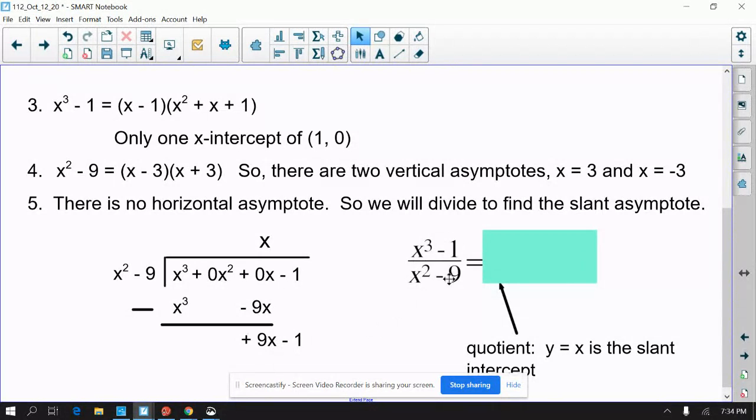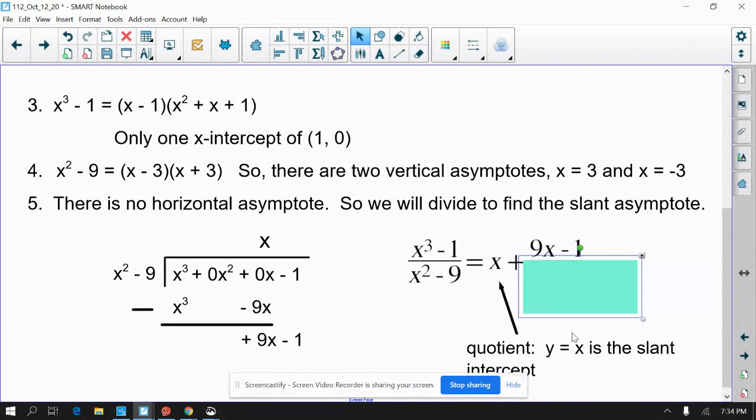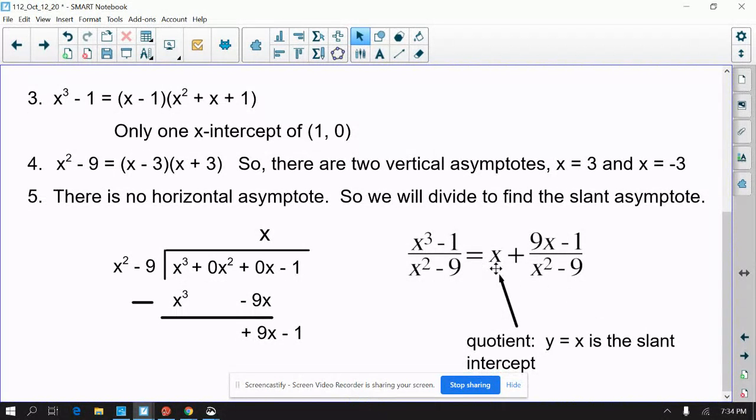So this division results in this quotient, x, plus the remainder, 9x minus 1, divided by the divisor, x squared minus 9. So on your quiz, this would be the final answer for a long division problem. But for us, we just want to find the slant asymptote, and that is the quotient. So it is once again y equals x.